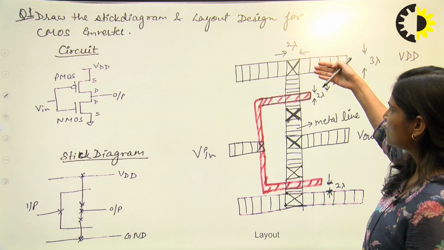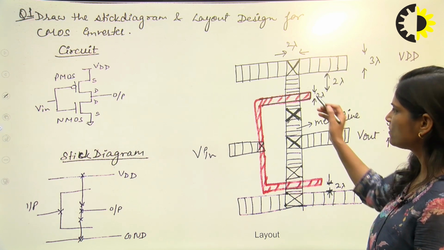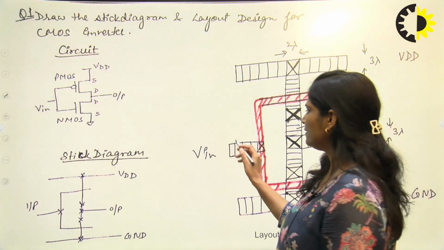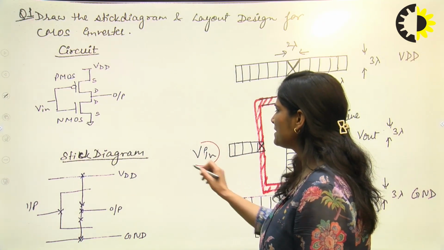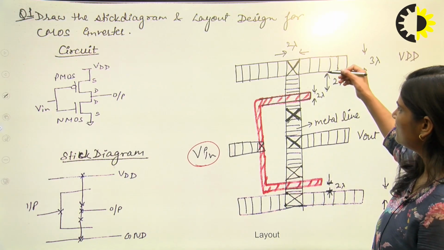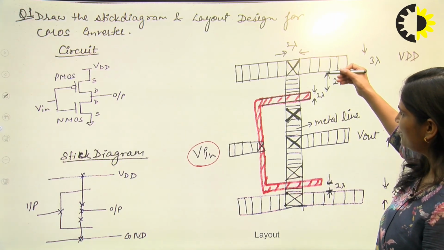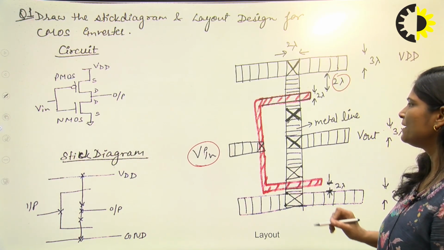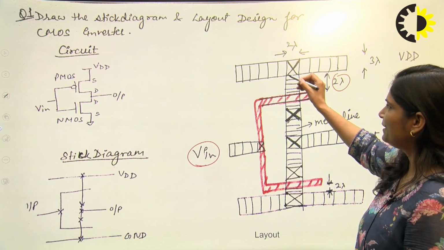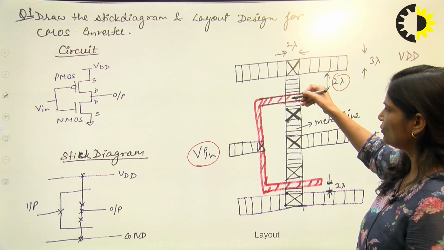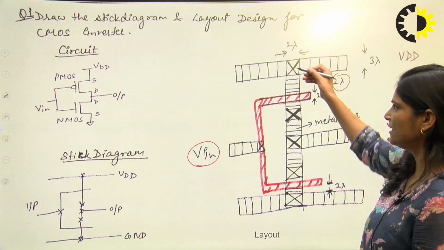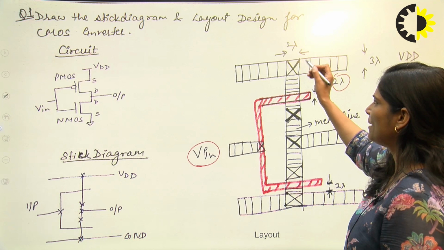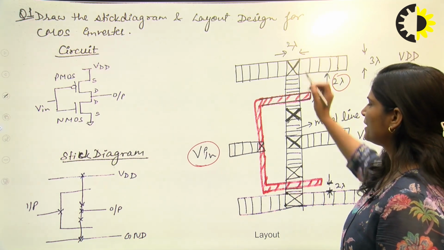Now between VDD and this PMOS, this is the input, meaning the polysilicon line, which is red in color. Here is a metal line, which you can represent as V input. You can see the distance between VDD and this PMOS is 2 lambda, and the width of this polysilicon line is 2 lambda. Now, this PMOS is connected to VDD by this contact, and the length and width of this contact is 2 lambda.